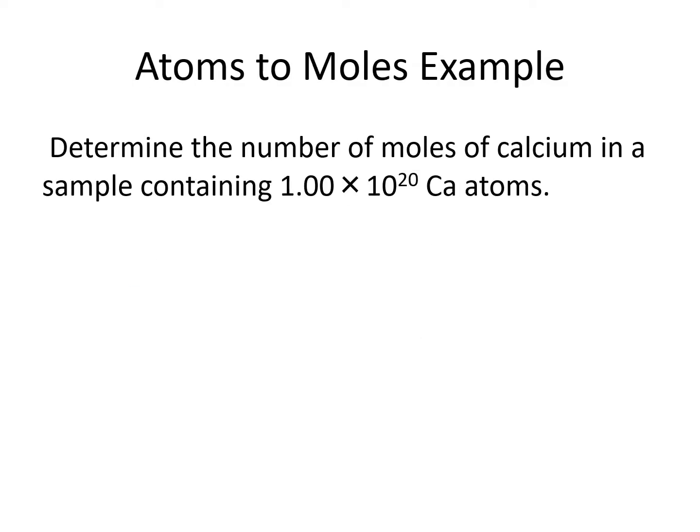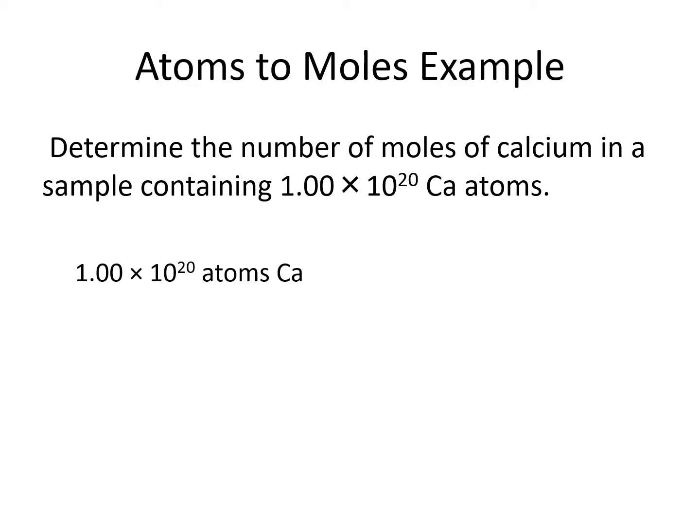We can also convert in the other direction, from atoms to moles. In this example, we are given 1.00 times 10 to the 20 atoms of calcium and asked to find moles. We would start with the number we are given, 1.00 times 10 to the 20 atoms of calcium.